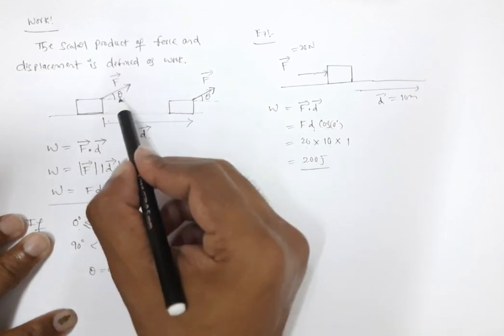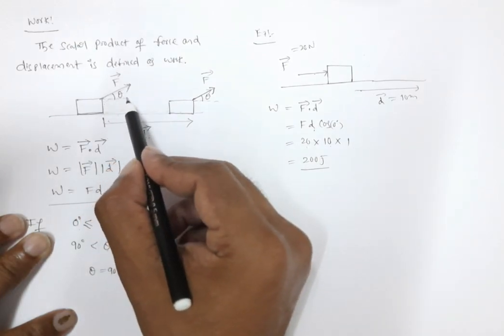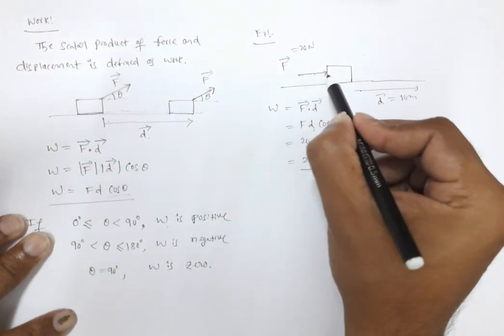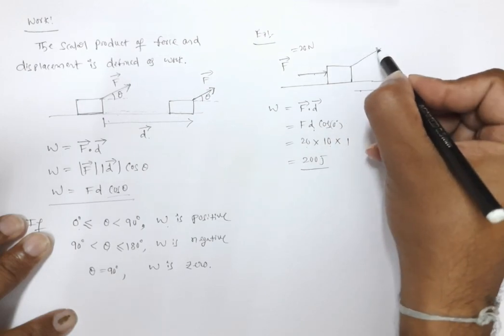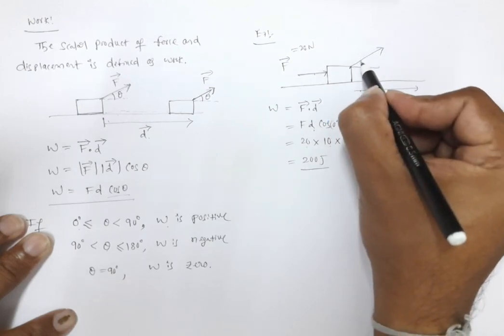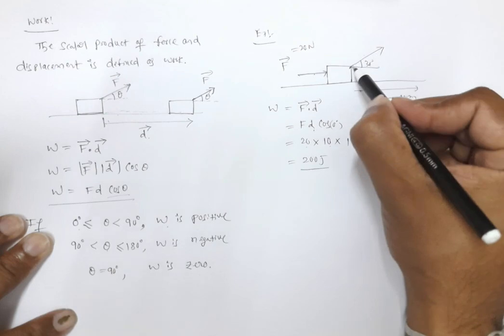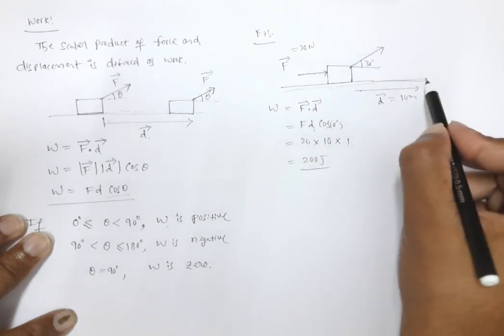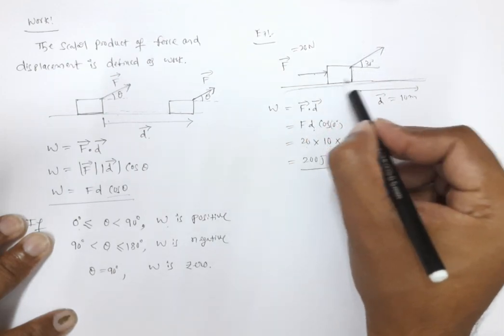But in this case, what's happening? There is a certain angle between the two vectors. Suppose I am not applying force like this. I am applying force like this, and let's say this angle is 30 degrees. I am applying force like this, but this is the ground we have, and the object is moving along the horizontal direction only.